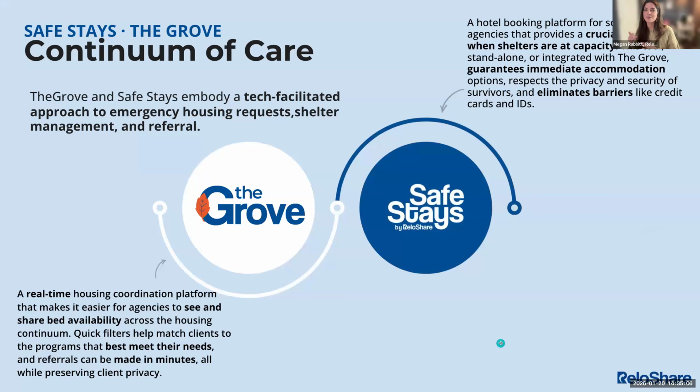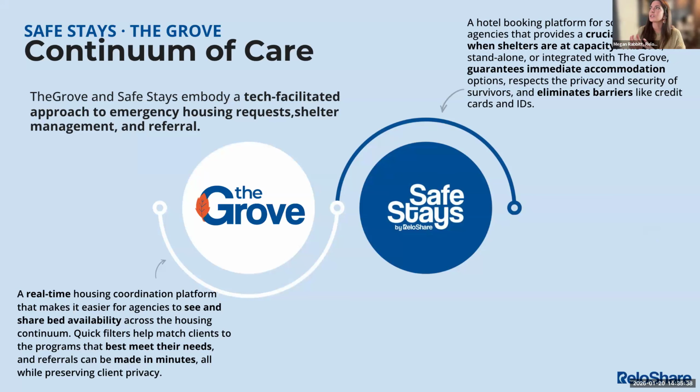So you may have heard of Safe Stays. We'll talk a little bit about Safe Stays in a bit. Today, we're primarily talking about the Grove, but I think it's important to go over the way that we support this continuum of care, right? So our products really do offer a full lens into supporting your emergency housing efforts. Where the Grove is a real-time housing coordination platform, it really just makes it easier for agencies to see and share bed availability across that housing continuum.